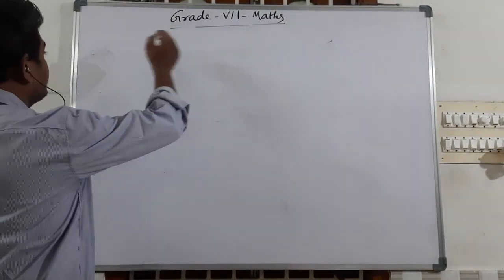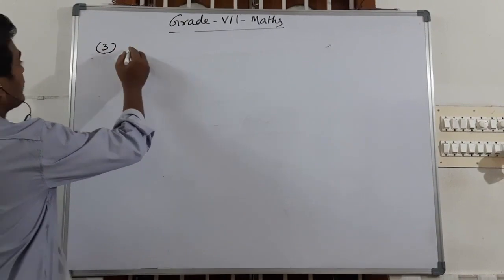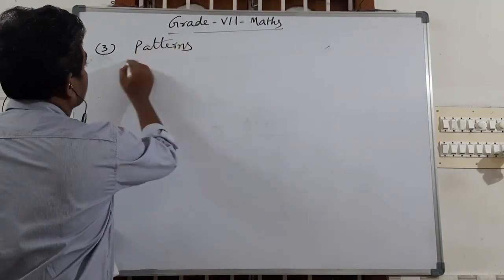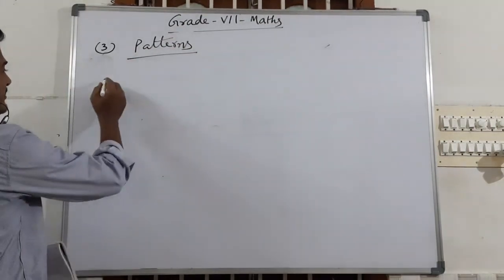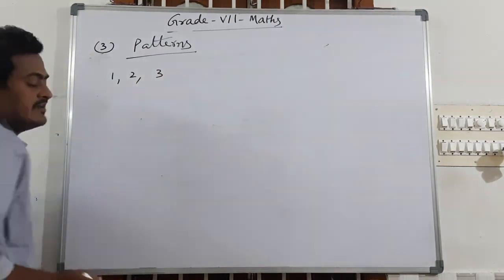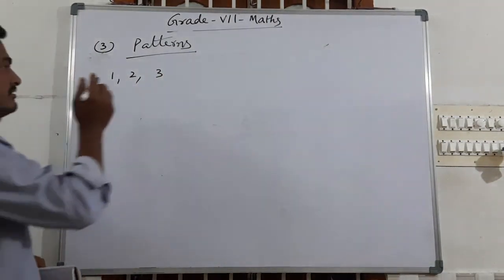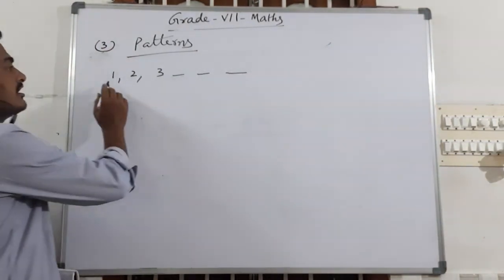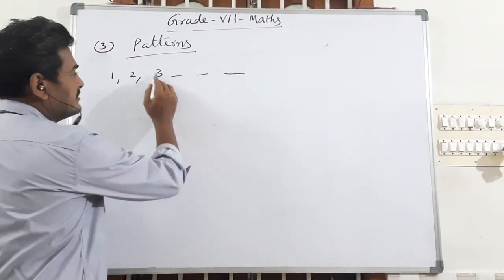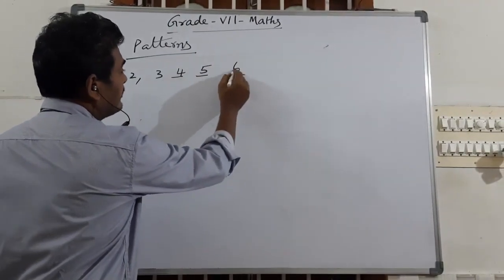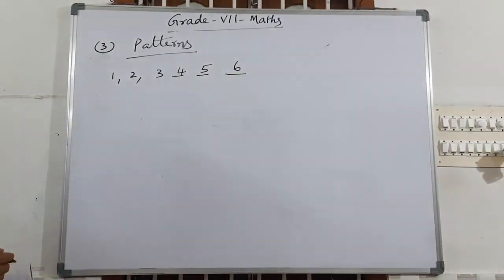Next, we discuss the third topic, patterns. For example, 1, 2, 3. Like this they will give. In this one, we need to find the next few numbers. So after 1 comes 2, after 2 comes 3, after 3 what will come? 4, after 4 comes 5, after 5 comes 6, like this.